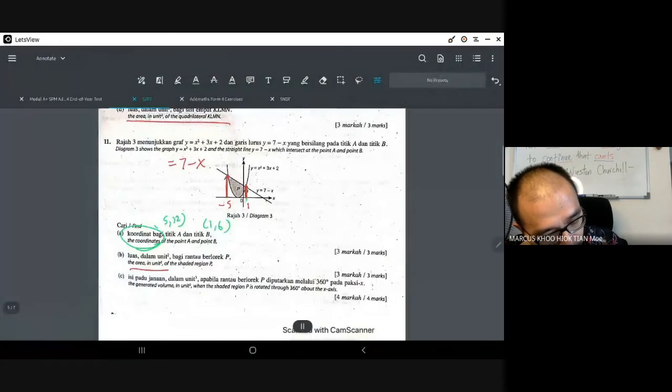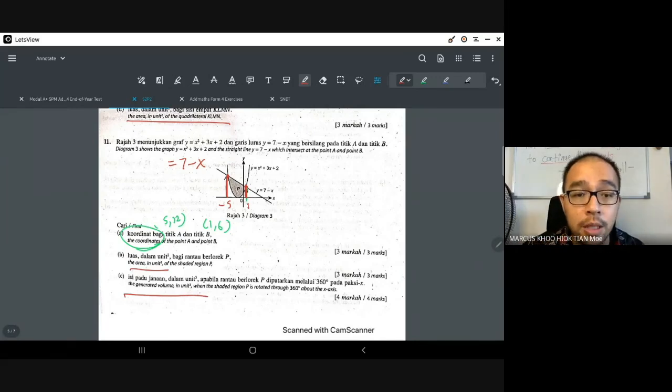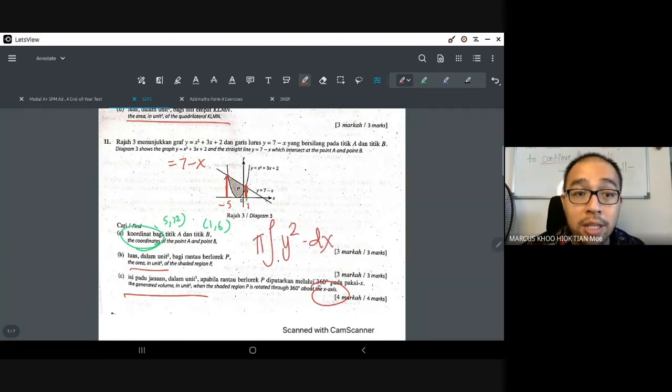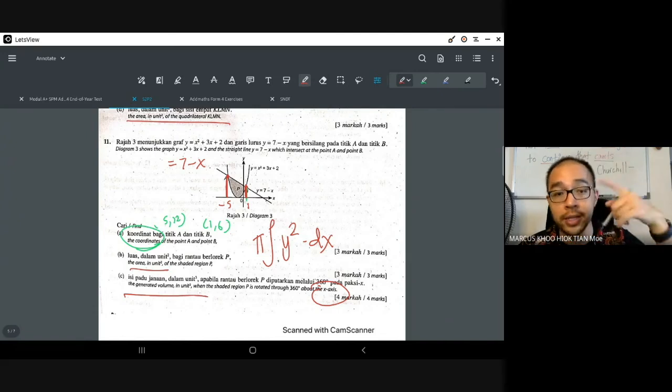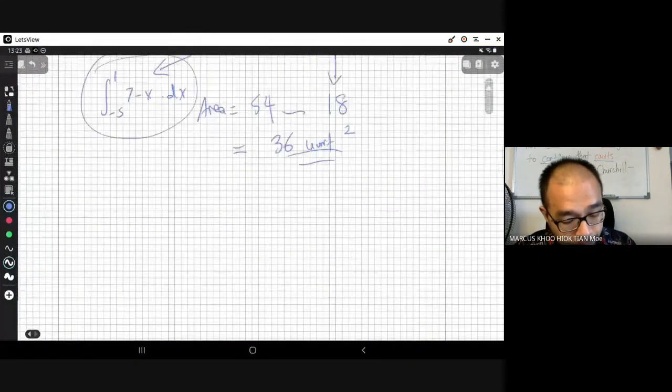Okay, last one. Of course, if they ask you to count area, they must ask you to count volume lah. Volume is very normal. X-axis, kalau x-axis means y squared dx. Y squared. We need to square the y x-axis. The shaded region P is rotated through 360 degrees about the x-axis. Oh dear, maybe I should spend more time with this.